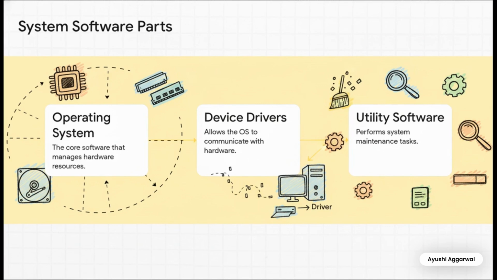So what's included in this foundation? Well, it has three main components. The most important one is the operating system, or OS. Then come the device drivers, which help the OS communicate with all the different hardware, like your printer or your keyboard. And third, we have utility software, which helps maintain the computer and keep it running smoothly.